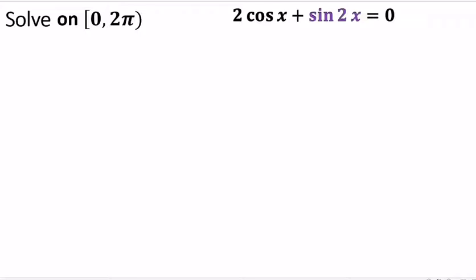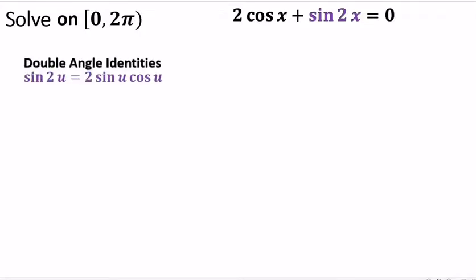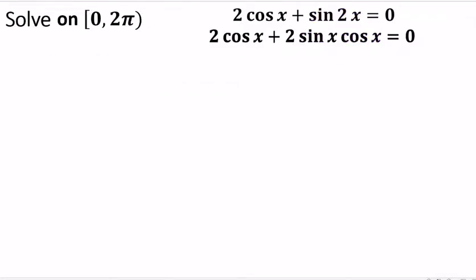Sine of 2x is a double angle formula. We can replace sine of 2x with 2 sine x cosine x. Notice all of the angles are now plain x. Sometimes it's a good idea to make all of the trig functions in the equation the same, for example, all sine or all cosine.